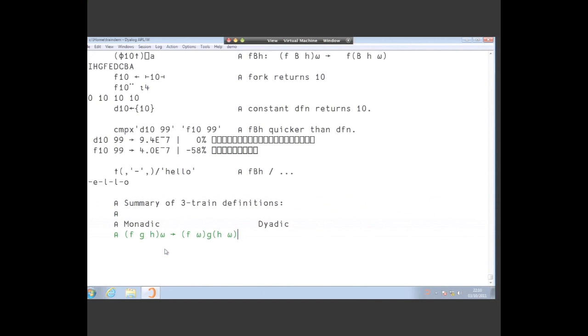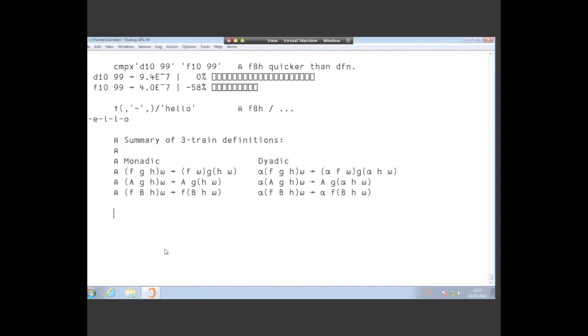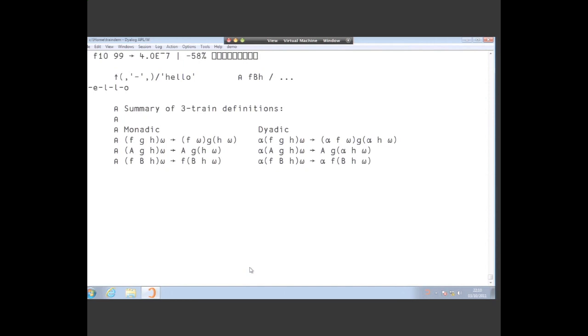So let me do this, and then I'll rack the screen up. Okay. So these are all possible. There are no other possibilities with three trains, because if I put an array on the right, I can't have an FGC train, because that already works in Dyalog. That just applies G to C and F to the result of that. So we've explored all of the syntax errors and given a definition to them, monadic and dyadic. So that's the end of Act 1.